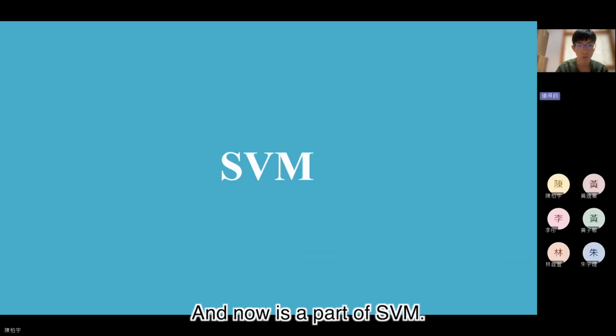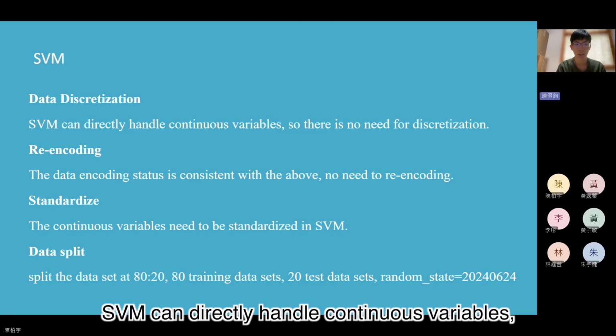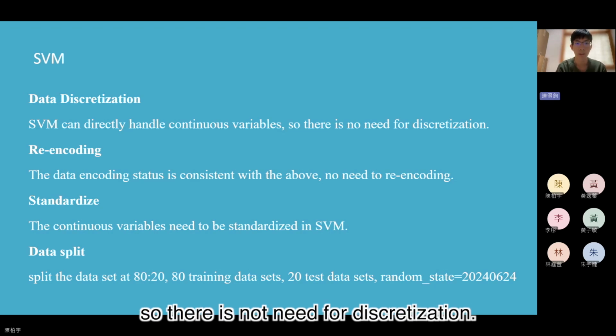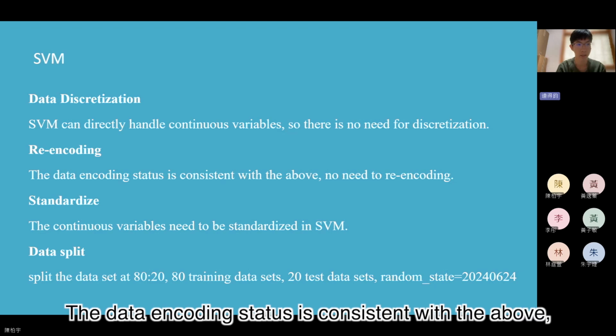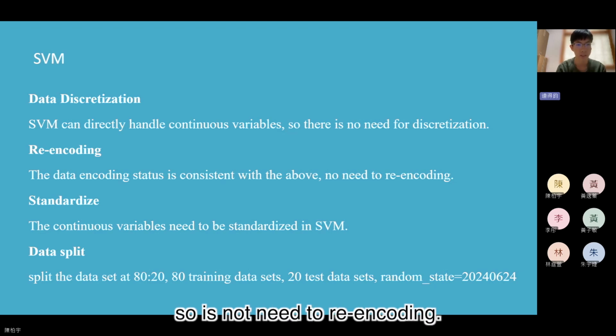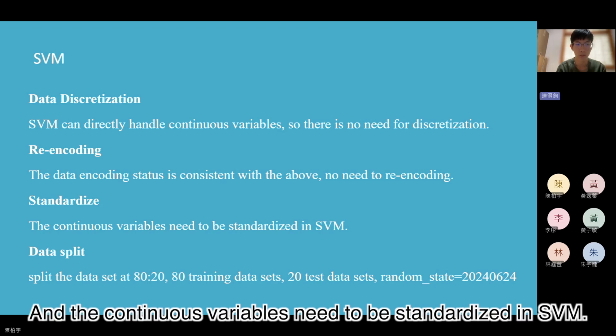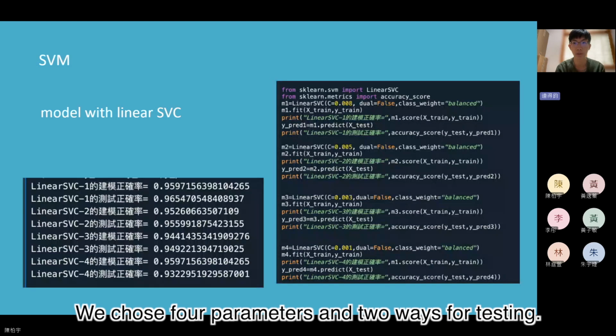And now it's the part on SVC. SVM can directly handle continuous variables, so there is no need for discretization. And the data encoding status is consistent with the above, so there is no need to recode. And the continuous variables need to be standardized in SVM, and we choose 4 parameters and 2 ways for testing.